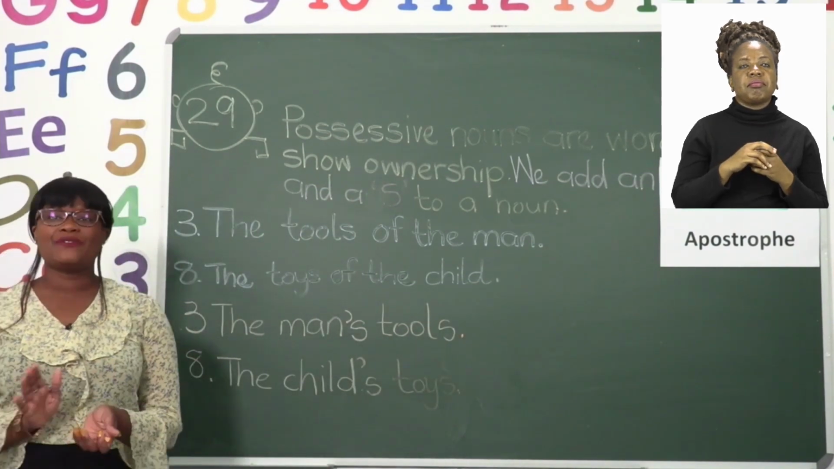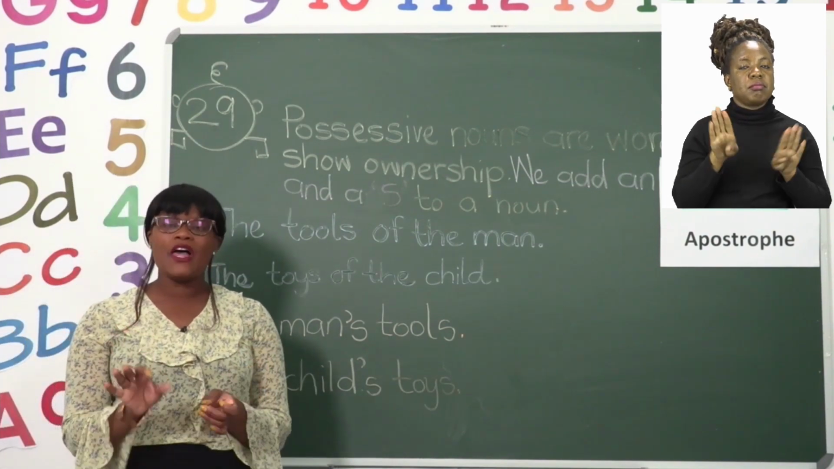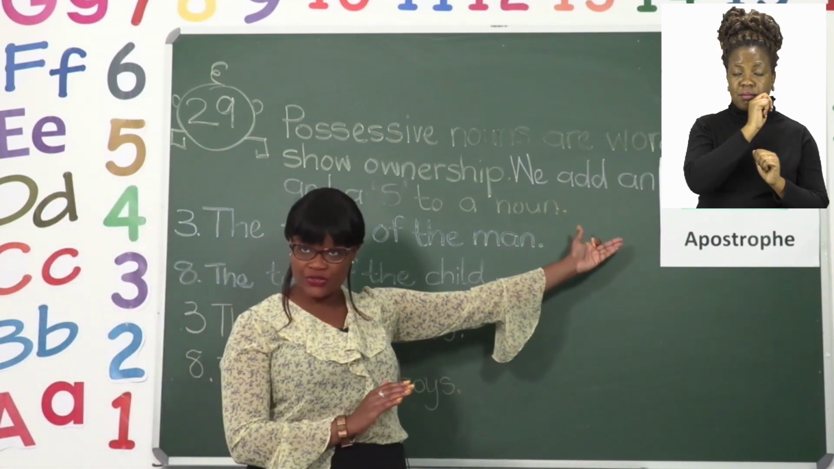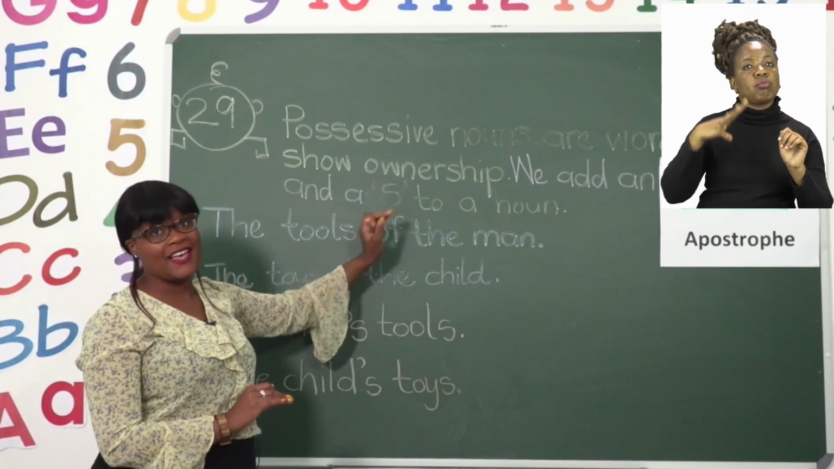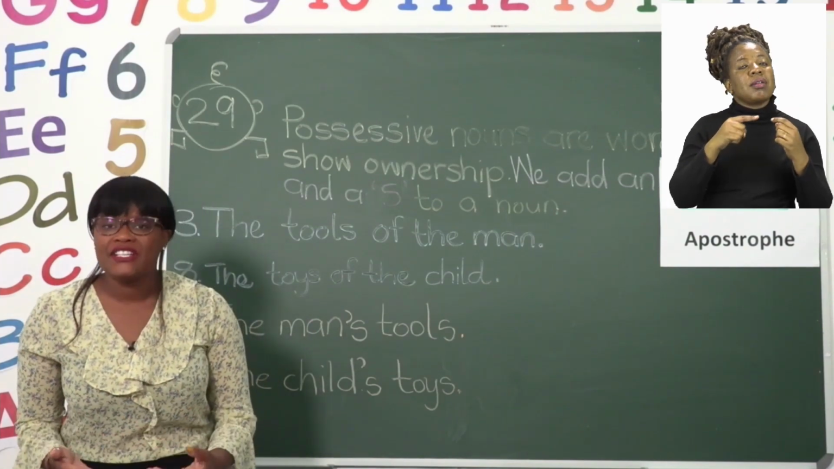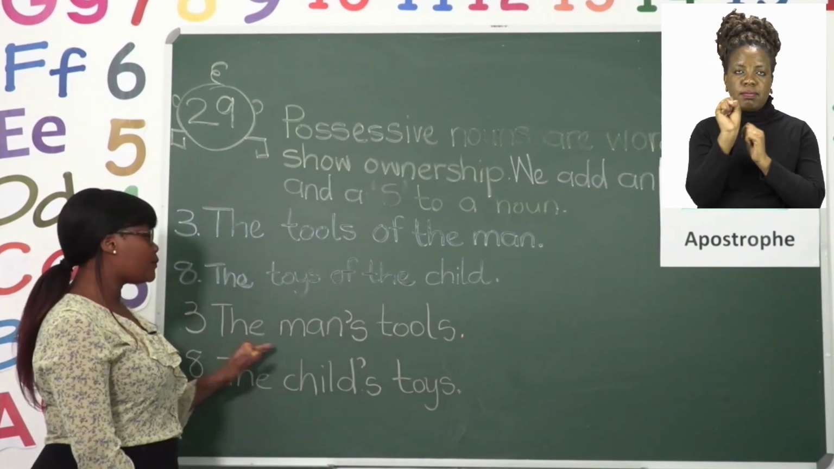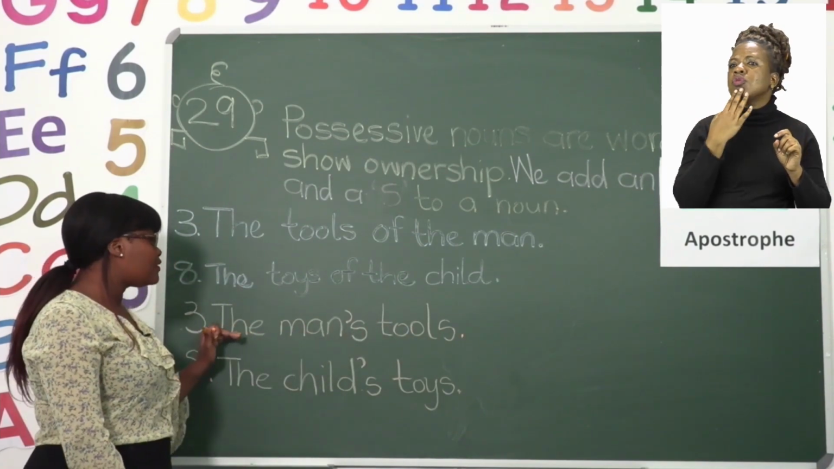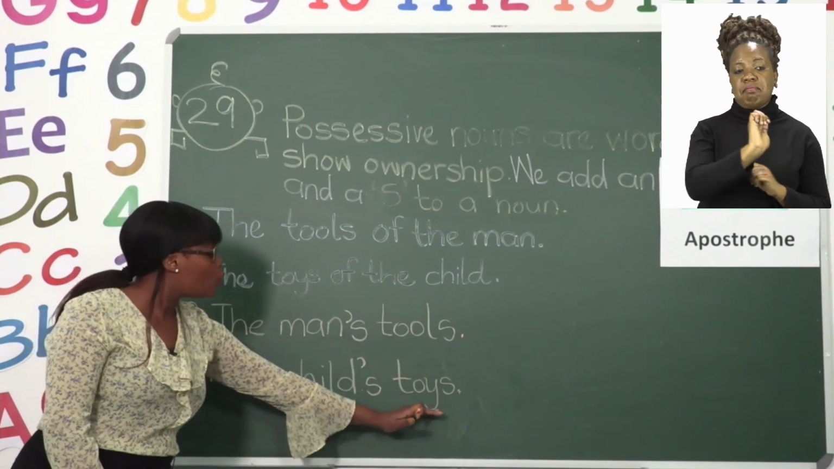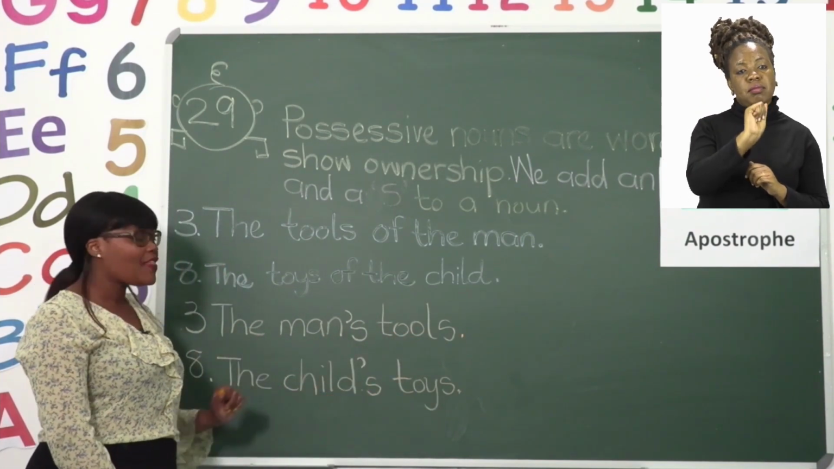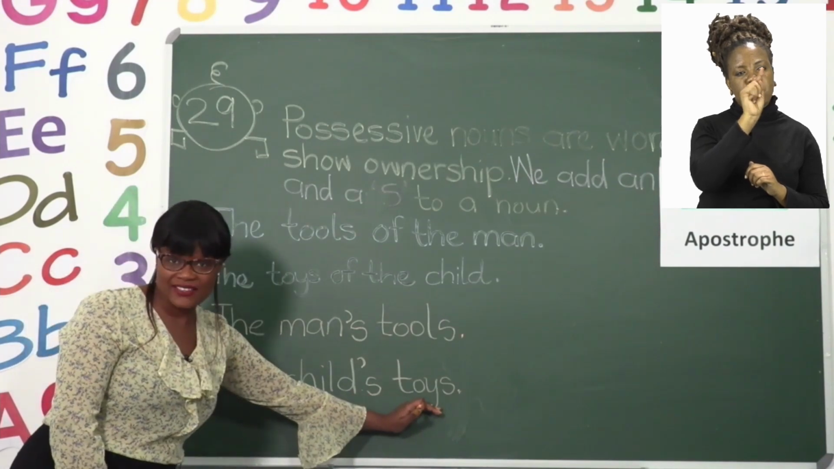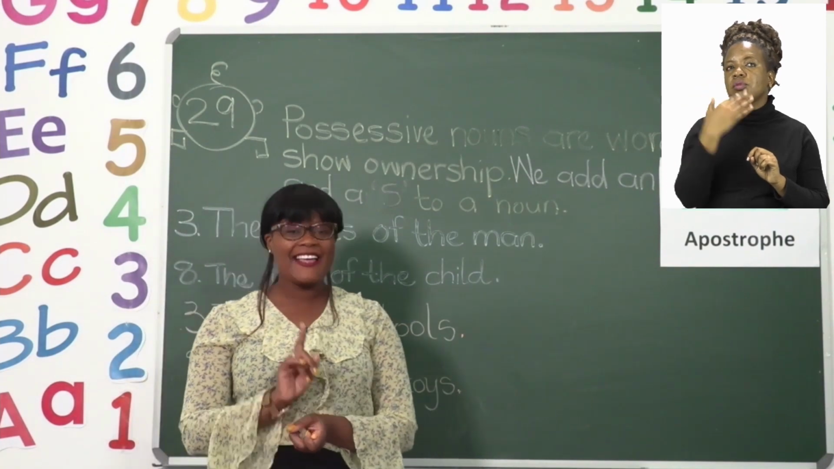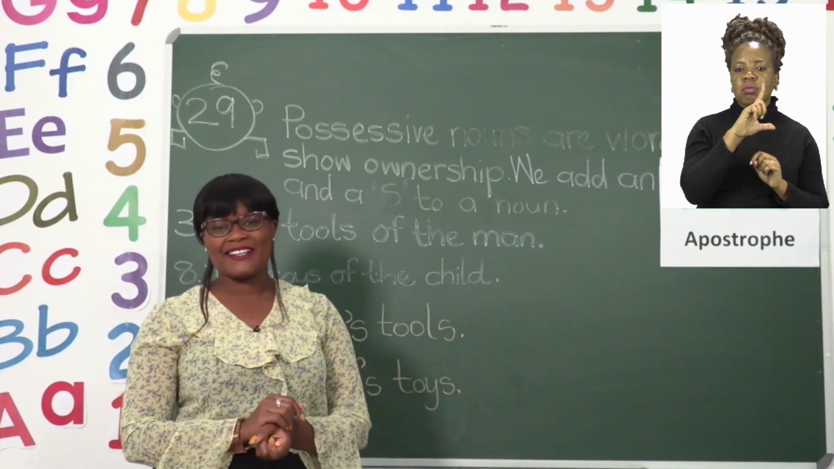So you're going to finish off this exercise by yourself. Remember, if you're going to change the noun into a possessive noun, you need to first add the apostrophe and then the S. Make sure that you are showing ownership of the thing. For example, the tools belong to the man. So that's why we said the man's tools. The toys belong to the child. That's why we said the child's toys. Take your time with this one. Don't forget your apostrophe and your S. And I'll see you soon after the advert break.